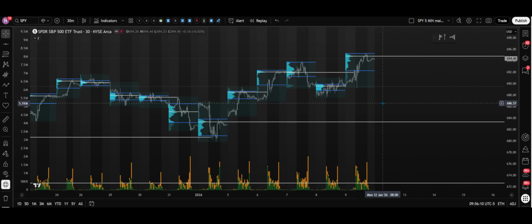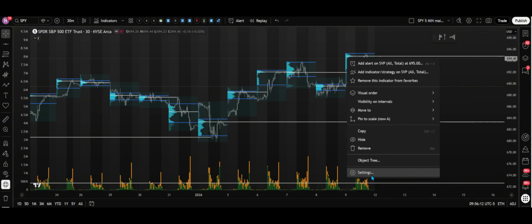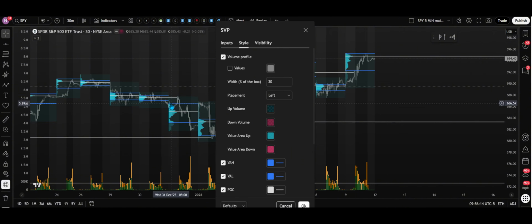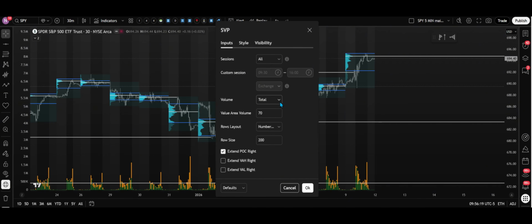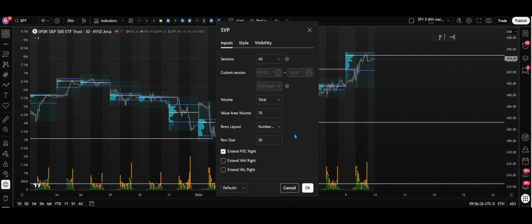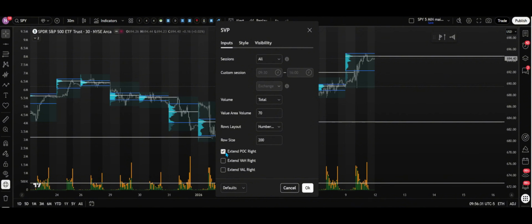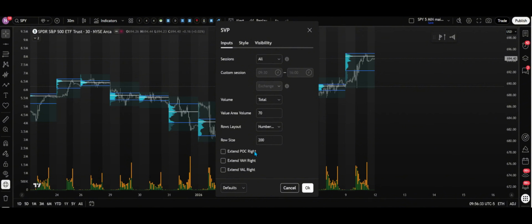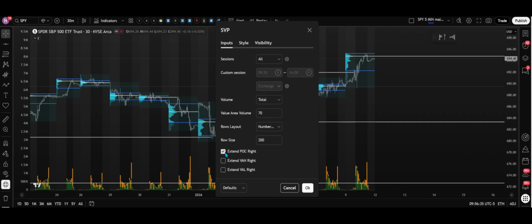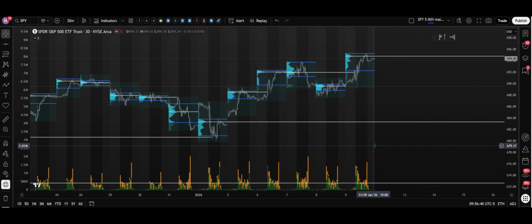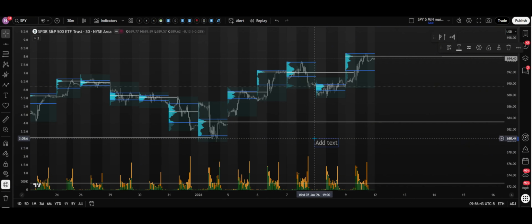Let me first start by saying how the settings should be. I like to have it all as one color. You don't need to have buy and sell volume, so make sure this is total. And I like to have my row size at 200, otherwise it gets a little blocky if you have it lower. Then make sure you have this checked, extend point of control right. That is going to be super important because that's going to give us what we call virgin points of control.